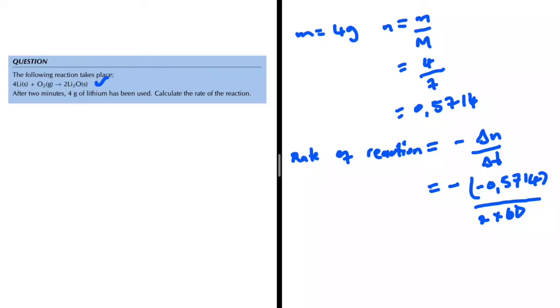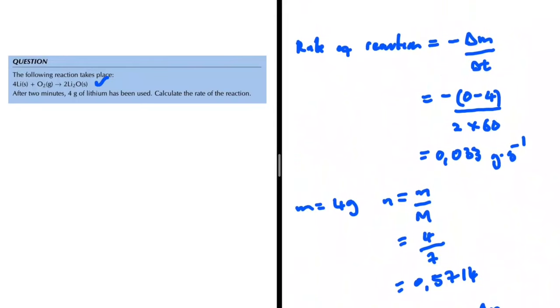0.5714 divided by 120. This is equal to 0.0048 moles per second. There we go. This would be the rate of reaction in moles per second, and what we calculated above would be the rate of reaction in grams per second.